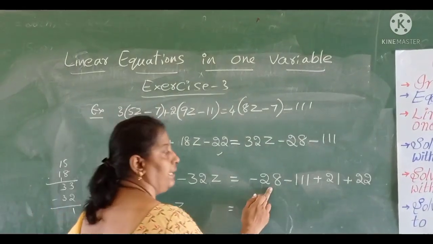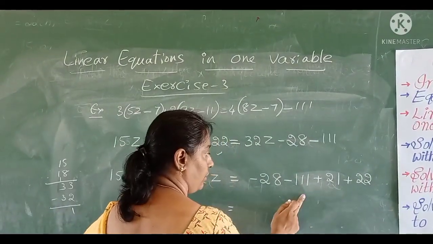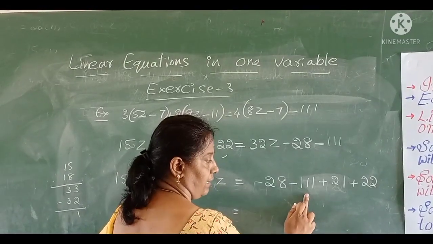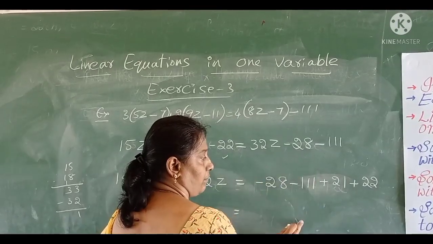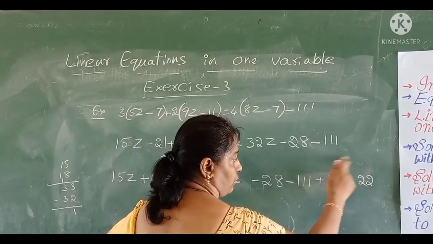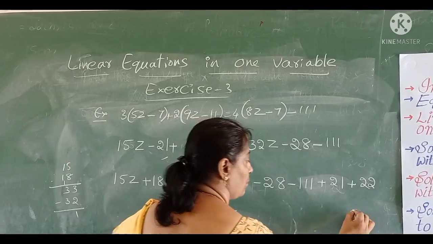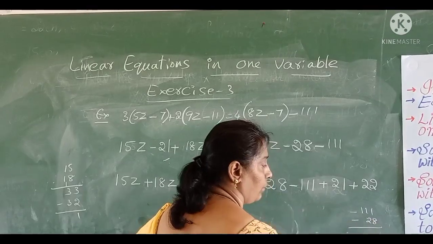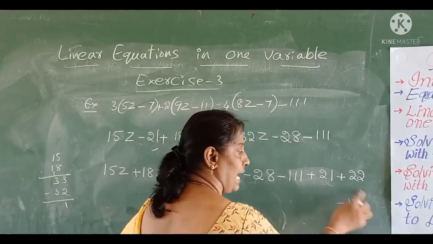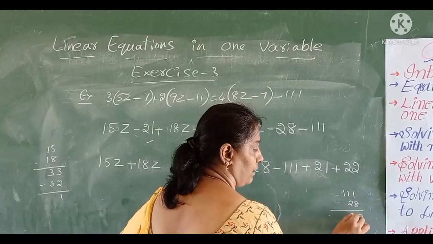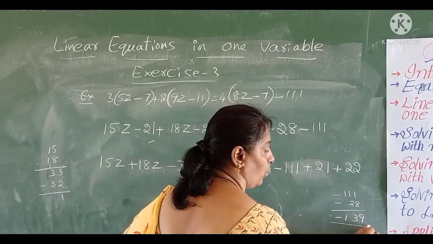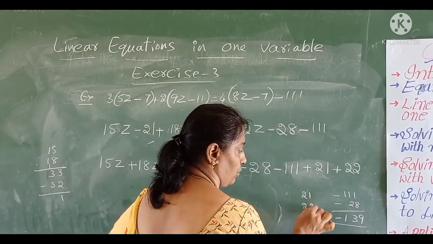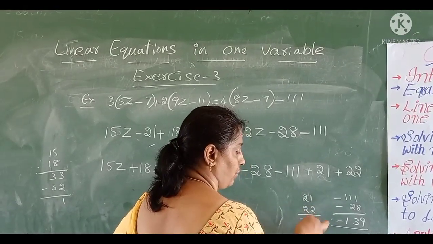What are the negative and positive numbers on the right side? The negative numbers are minus 28 and minus 111. First we have to add the negative numbers, then the positive numbers, then we will subtract. So minus 111 and minus 28, both are the same symbols, so we have to add: 139, so negative 139. And positive 21 and 22, how much? 43.